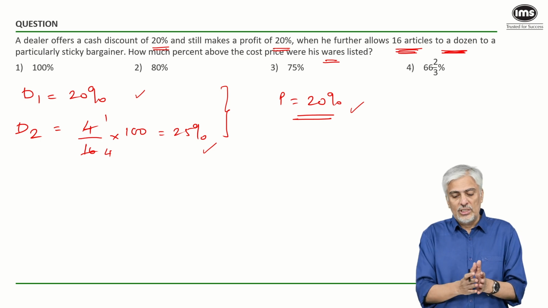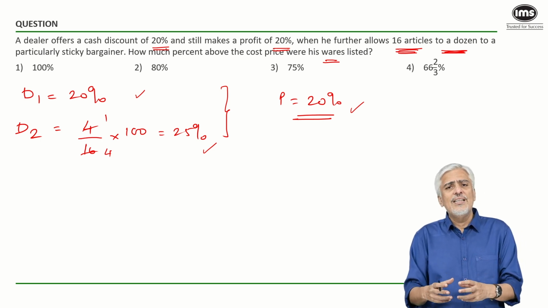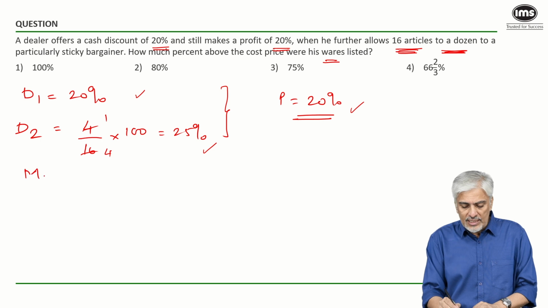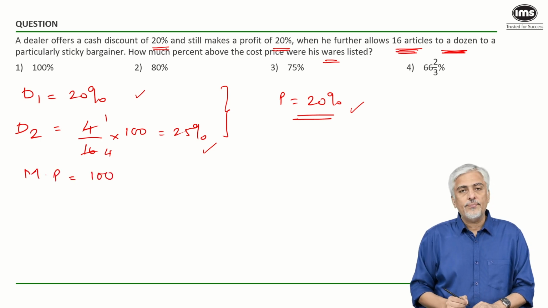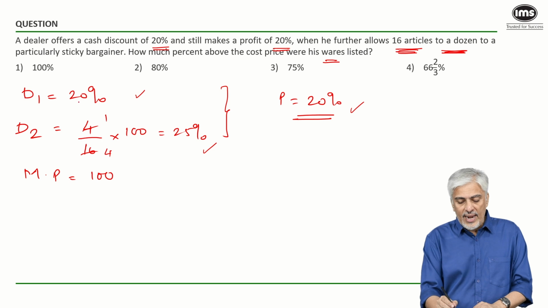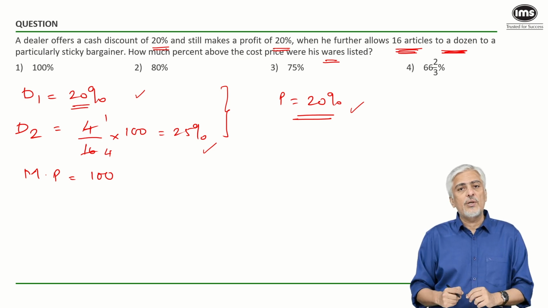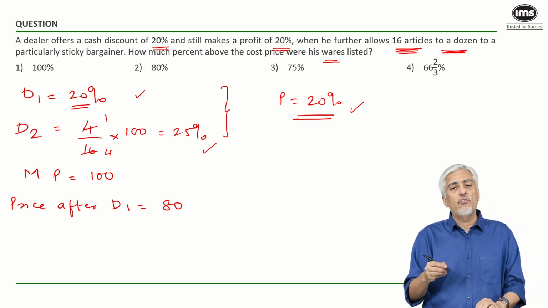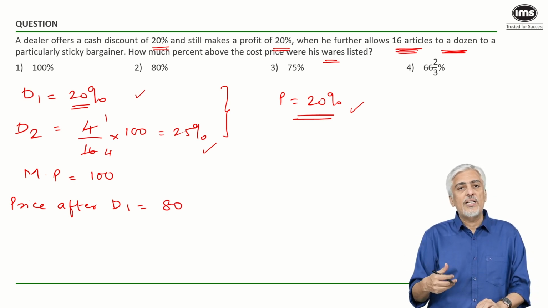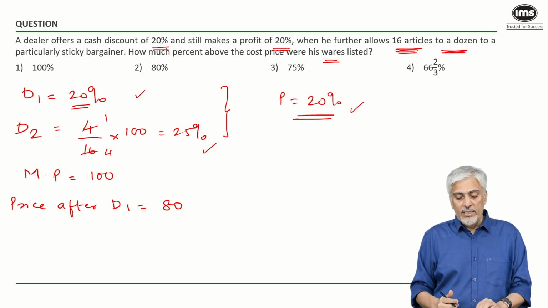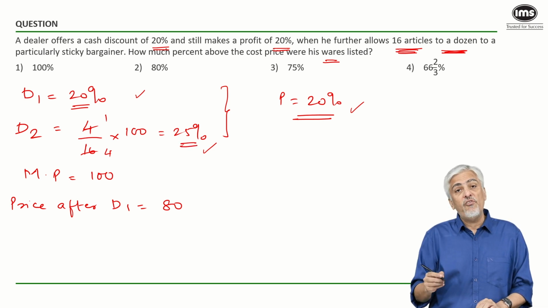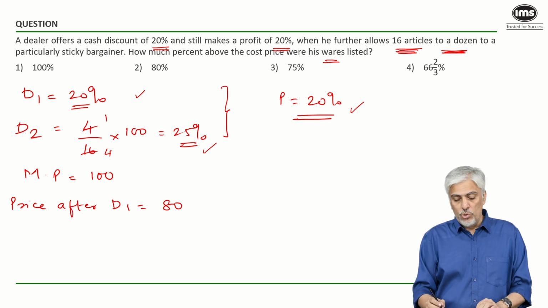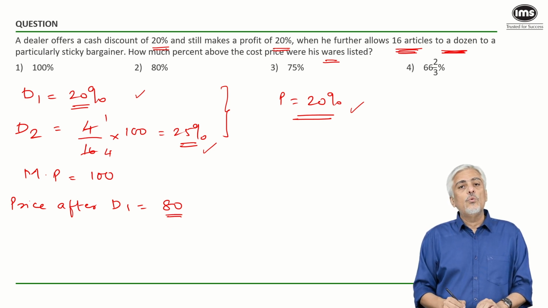I will show you 2 approaches for this part of the question. So let's understand the first approach, which is a slightly longer approach. Let us assume his mark price was 100. Now, if mark price was 100 and he gives a first discount of 20%, the price after first discount will become 80, because on 100, if you offer 20% discount, it will become 100 minus 20% of 100, which is 20. It will become 80. On this 80, I'll offer 25% discount. 25% is 1 by 4. So 1 by 4 of 80 will be again 20.